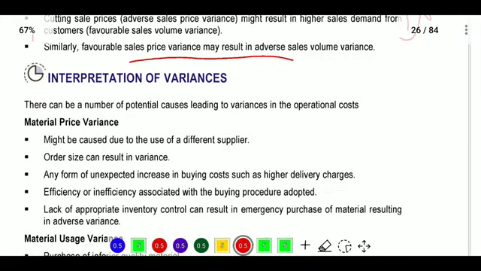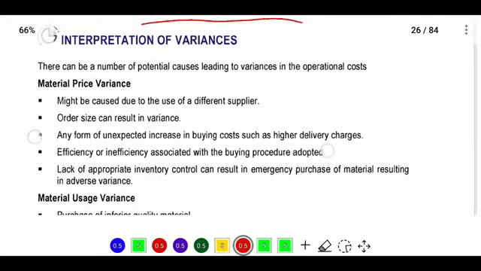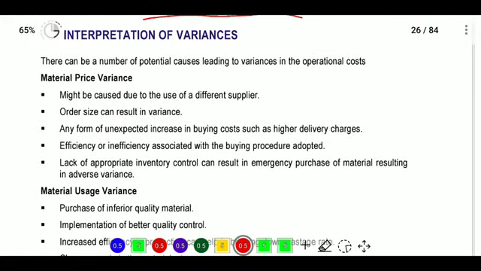Next, interpretation of variances. This may be the material price variance and material usage variance. Price means price, usage means quantity. This might be caused by different suppliers. If you are purchasing from one supplier, you get purchasing power, so you will ask for more discounts and get a lower price, and then you will have more profits. If you are purchasing from different suppliers, the price will differ.